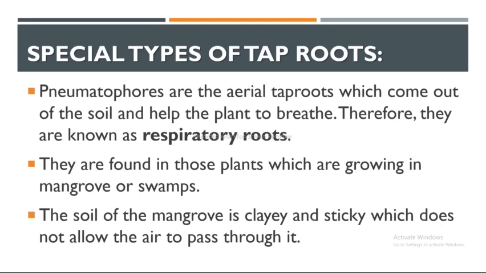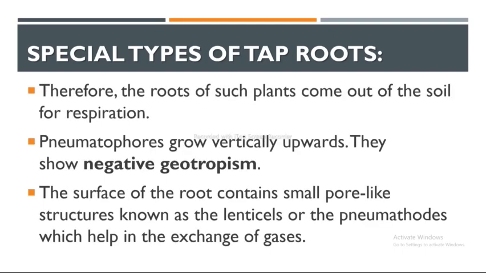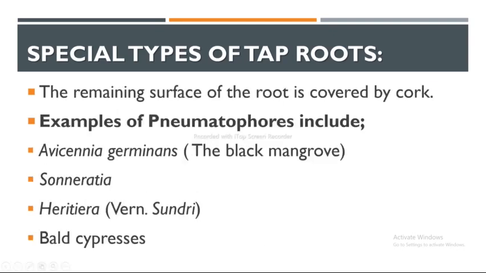They are also found in those plants which are growing in mangroves or swamps. The soil of the mangrove is clayey and sticky, which doesn't allow air to pass through it. Therefore, the roots of such plants come out of the soil for respiration, and pneumatophores grow vertically upward. Therefore, they show negative geotropism. The surface of the root contains small pore-like structures known as lenticels, which help in the exchange of gases. The remaining surface of the root is covered by cork.